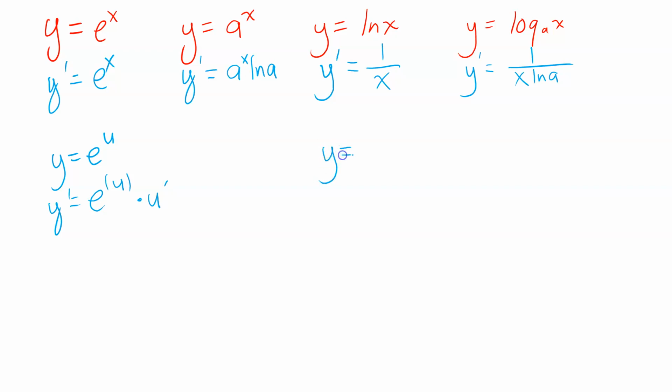Likewise, what if we had natural log of, let's say, x squared? You could say the derivative of natural log of x is 1 over x, but you could also say the derivative of natural log of the input is 1 over the input. That input is x squared, which has a rate of change of 2x, or we could say we're using the chain rule.